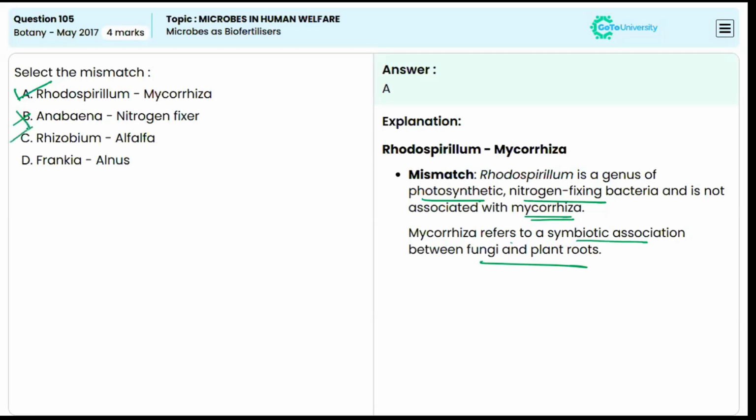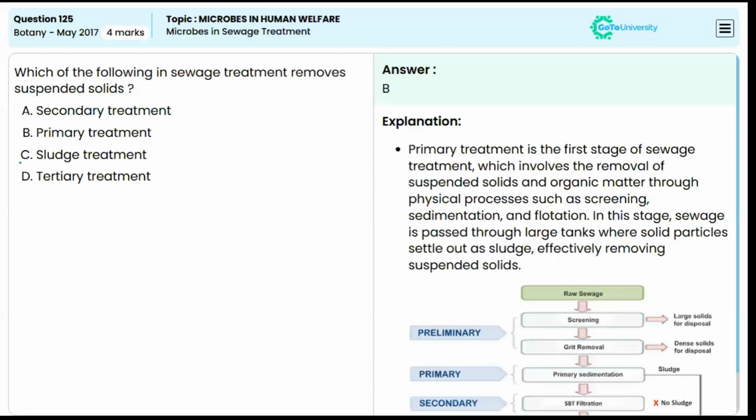Rhizobium is a nitrogen fixing bacteria that forms root nodules in leguminous plants like alfalfa. So this is also an incorrect answer because it is a good match. D is Frankia. Frankia is an actinobacterium that fixes nitrogen in symbiosis with Alnus, that is the alder tree. So this is also an incorrect answer. Moving to the next question. Which of the following in sewage treatment removes the suspended solids?